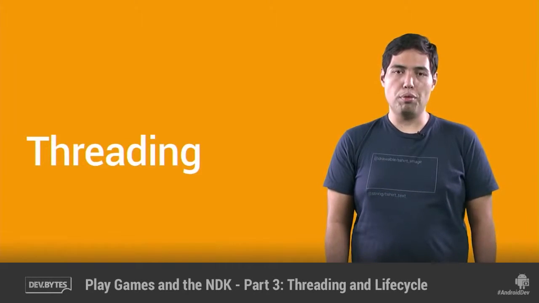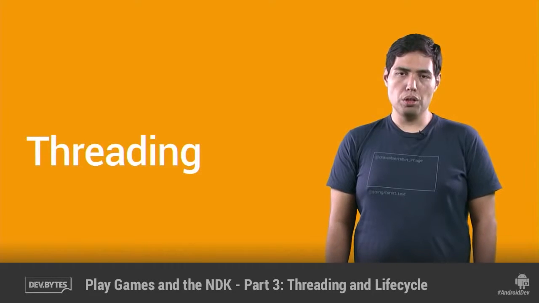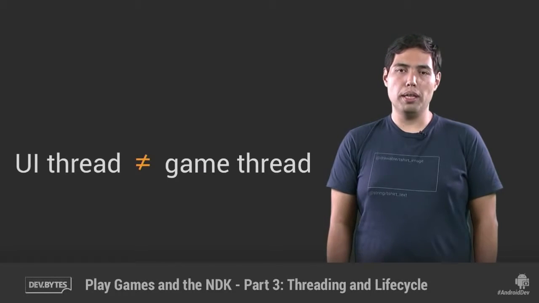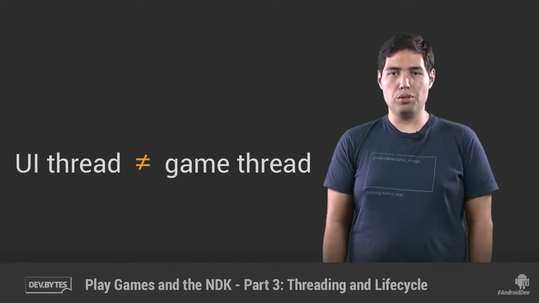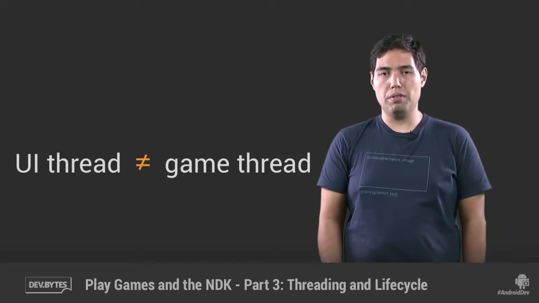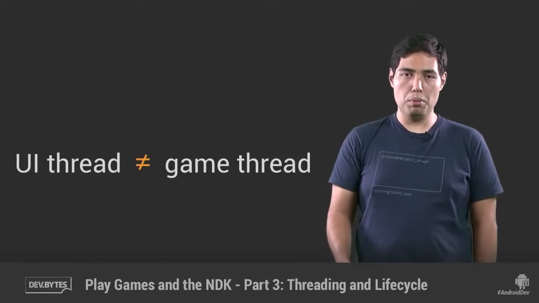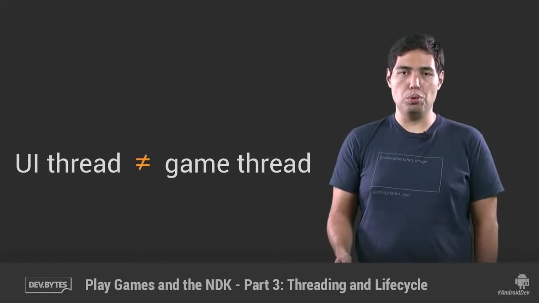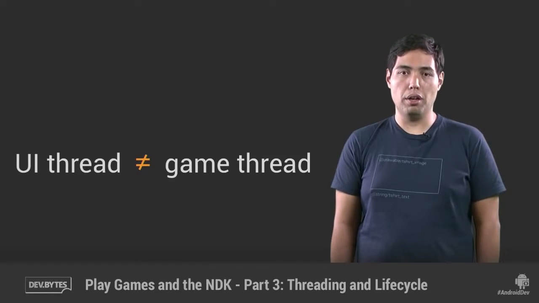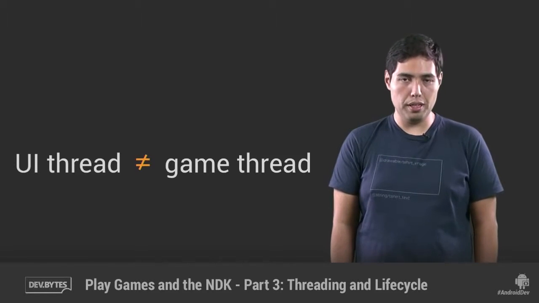So first of all, let's start with threading. When you are using Play Games and NDK, what you have to realize all the time is that the UI thread is different from your game thread. Whenever you're writing your game logic, that's going to be running on the game thread on the native side. And whenever you do most of the calls of the Play Games API, you're going to want to do them from the UI thread on the Java side.